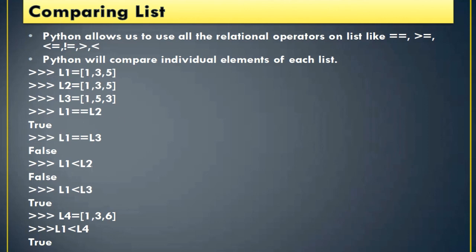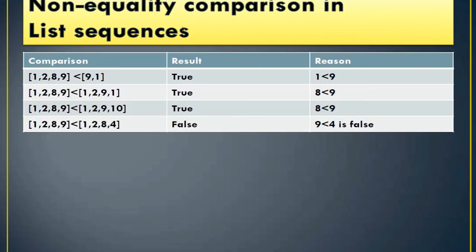L1 is less than L2, 135 and 153, so it will check whether it is less than or greater than, so it will give us false. So all these values are displayed to do what? Comparing our lists. Next, there are many other topics also in lists.